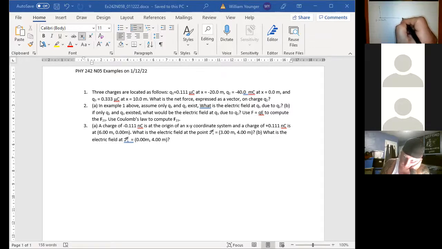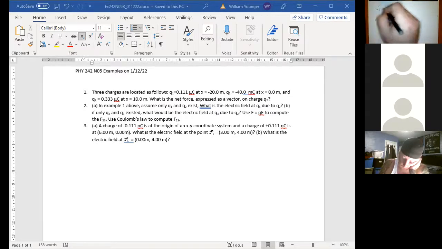And I'm going to put another charge, and that one's going to be positive 0.111 times 10 to the negative 9th coulombs. And then what I'm going to do is calculate the electric field at point P sub C, which is go to the right 3 meters and then go up 4 meters. So I'm going to call this spot right here the 4 point.